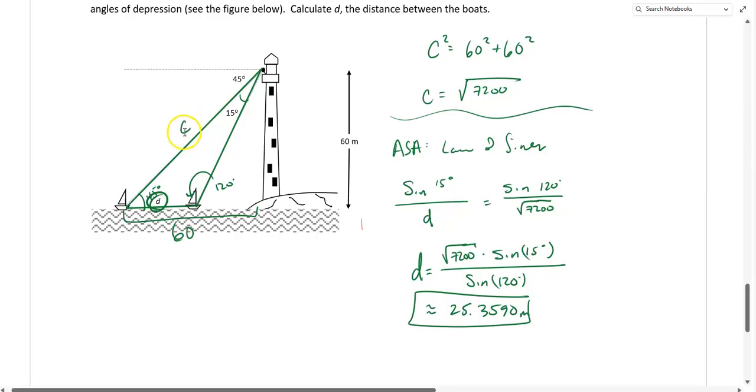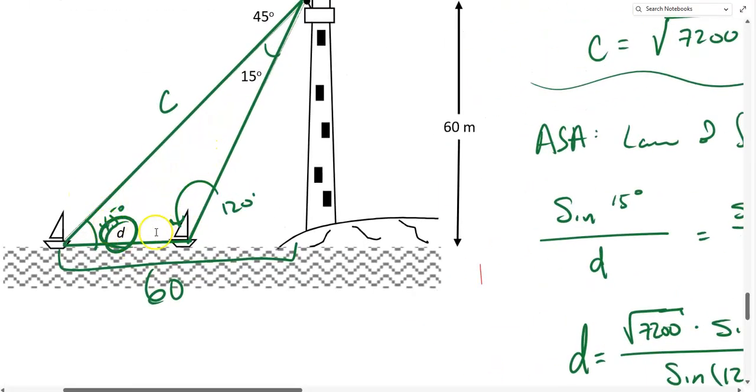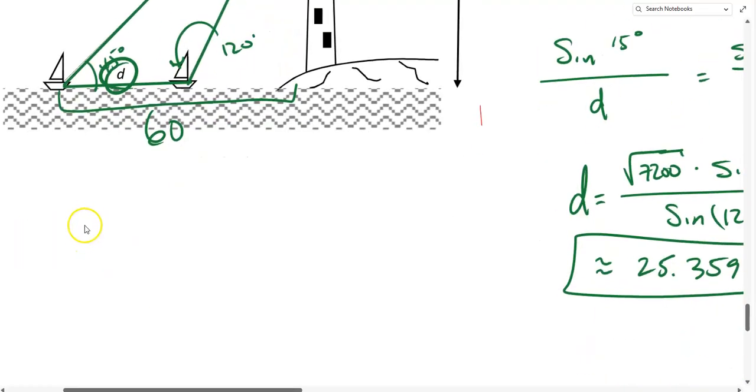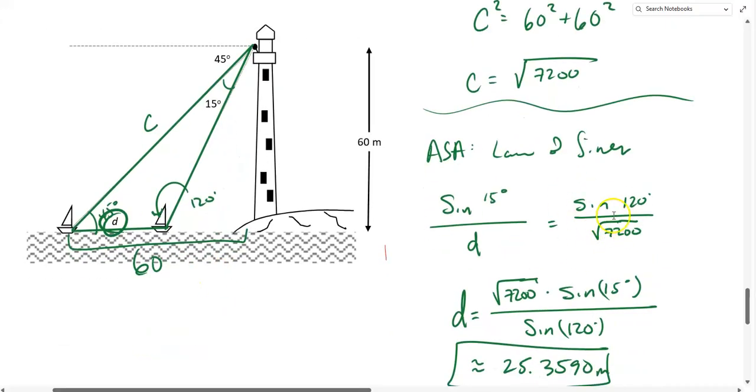If I know that this side length is the square root of 7,200 and I'm looking for this side length D, and I have these angles here, 45 and arguably 120, because that's the supplement to the 60-degree angle that's down below, we could then identify this as an angle-side-angle triangle and use the law of sines to solve. So the distance D is what we're looking for. Sine of 15 over distance D is one of our fractions, but then we need this key fraction here where sine of 120 and side length of square root of 7,200 is necessary. The side length opposite of a known angle measure is necessary for our key fraction.